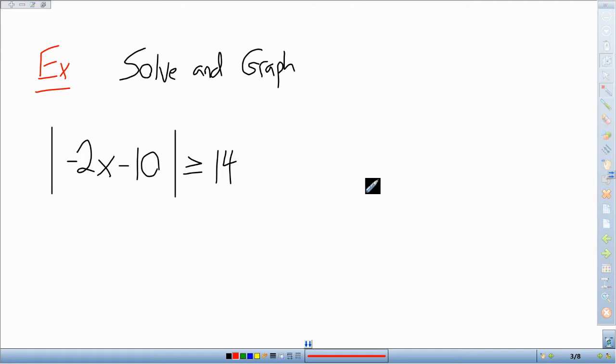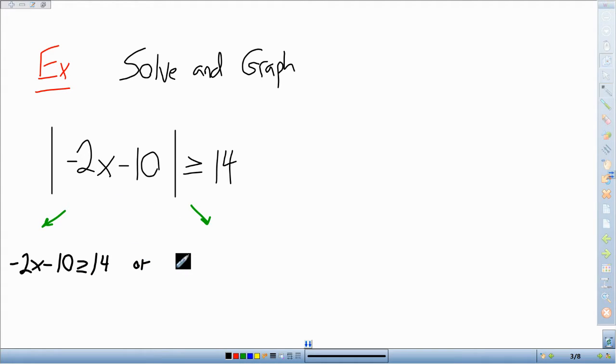First thing to notice, the absolute value is isolated. There's nothing on the outside of it is what I mean by isolated. So we can go ahead and split it into the two inequalities. One thing to always remember, what's inside the absolute value does not change when you write out your equations. This is still going to be a negative 2x minus 10 is greater than or equal to 14.